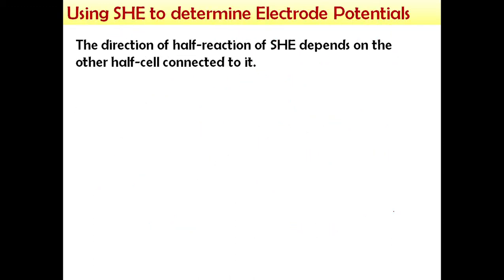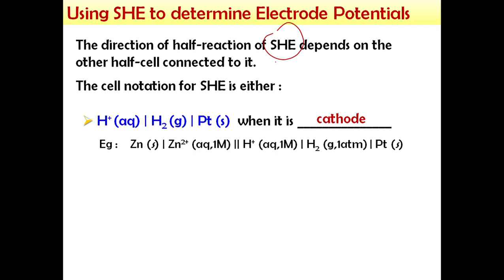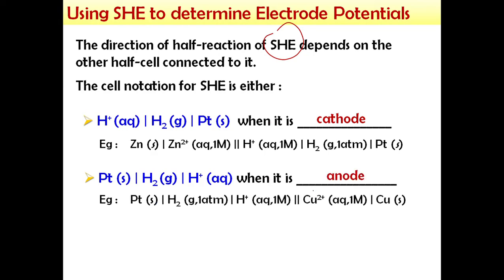Daripada dua example ini, kita boleh nampak direction of half reaction untuk SHE depends on the half cell connected to it. Jadi, cell notation untuk SHE boleh jadi macam ni kalau dia adalah cathode. This is the full equation. Contoh yang kalau kita pairkan dengan zinc tadi, so dia akan jadi cathode. Boleh jadi juga macam ni kalau dia adalah anode. Contoh kalau kita pairkan dia dengan copper.